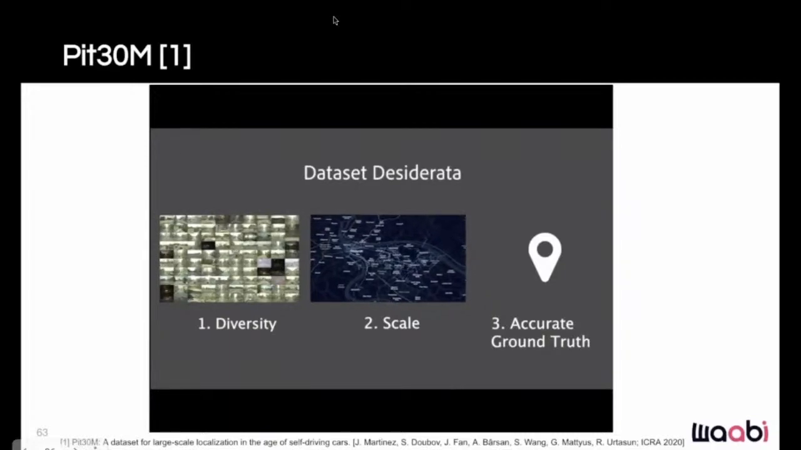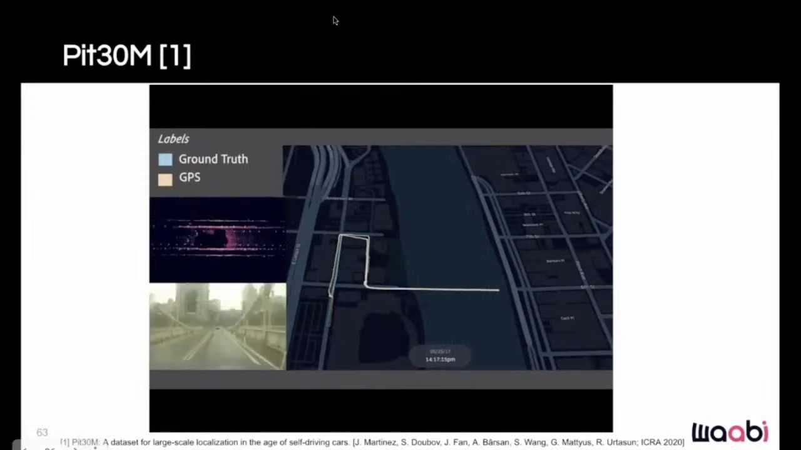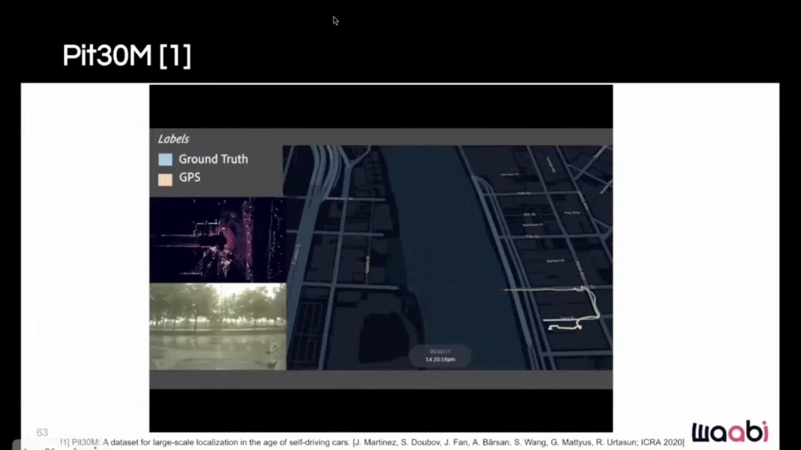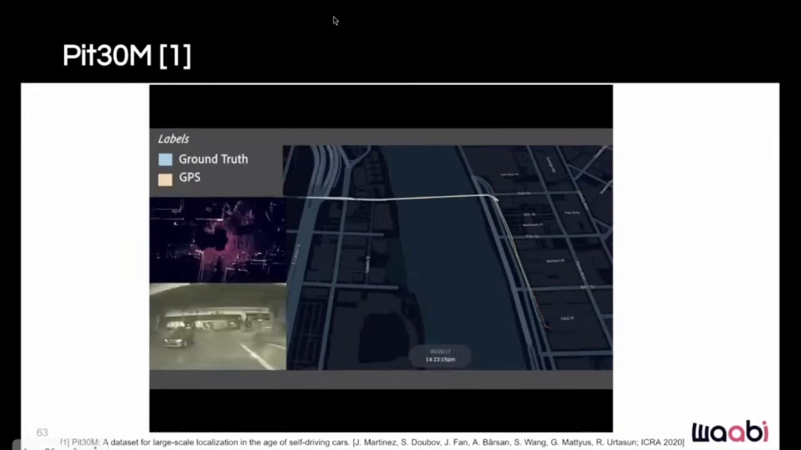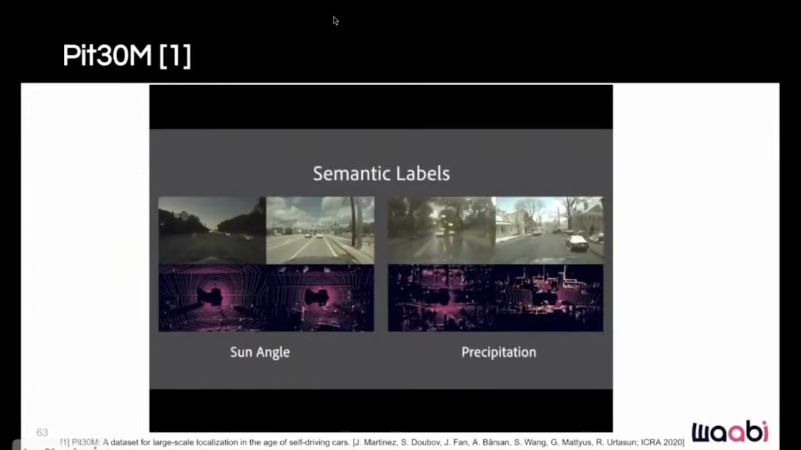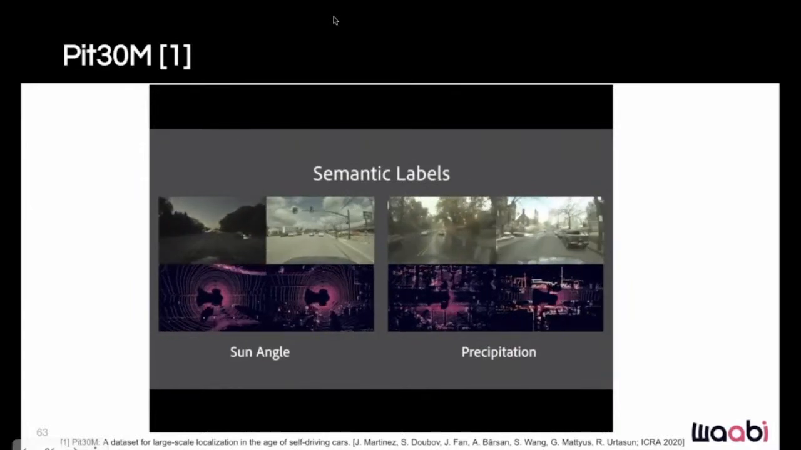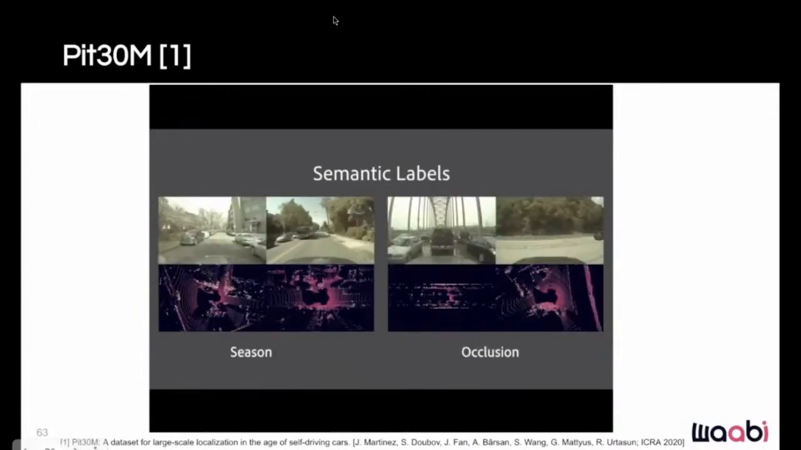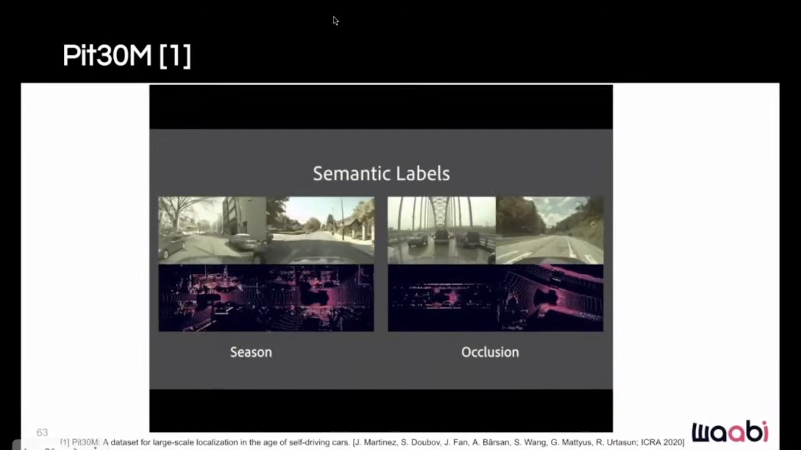Our dataset includes images and LiDAR point clouds, each localized with accurate 6 degrees of freedom poses. We also carry a consumer-grade GPS sensor, which we can use to bootstrap localization. Our dataset also provides a set of labels that allow researchers to better understand the limitations of current localization algorithms. For example, we provide sun angle, season, temperature, precipitation, and semantic segmentation as a proxy for occlusion.